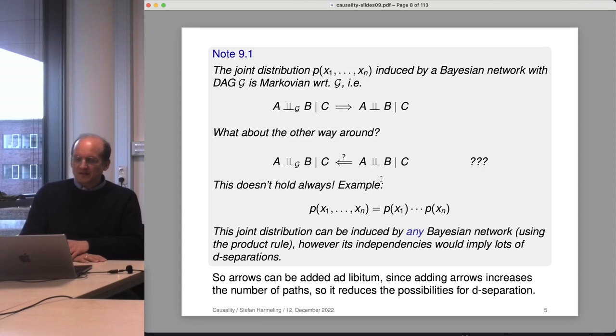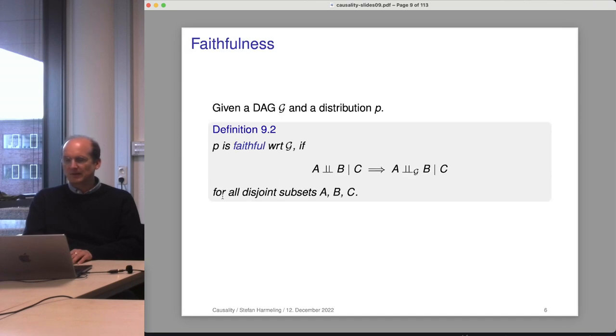So the thing is, I can always add arrows to a Bayesian network without introducing new independencies, right? If I add an arrow, what happens? I have more paths. And if I have more paths, then there are more possibilities to have d-connection. So adding arrows is always easily possible without violating that the distribution is Markovian with respect to a graph. However, it will destroy the other way around when I add arrows in a network.